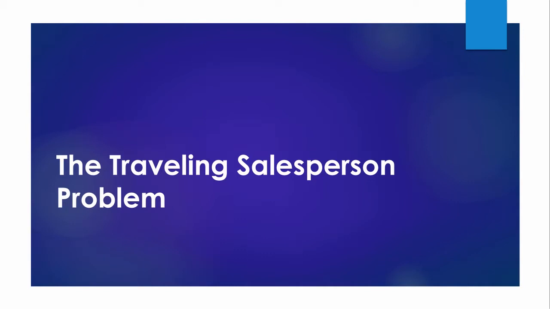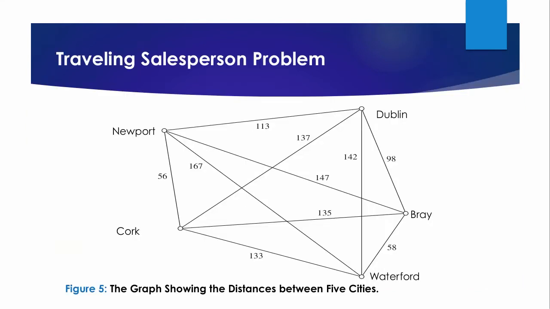We now discuss an important problem involving weighted graphs. Consider the following problem. A traveling salesperson wants to visit each of n cities exactly once and return to his starting point. For example, suppose that a salesperson wants to visit Dublin, Bray, Waterford, Cork, and Newport, and you can see that in figure 1. In which order should he visit these cities to travel the minimum total distance?